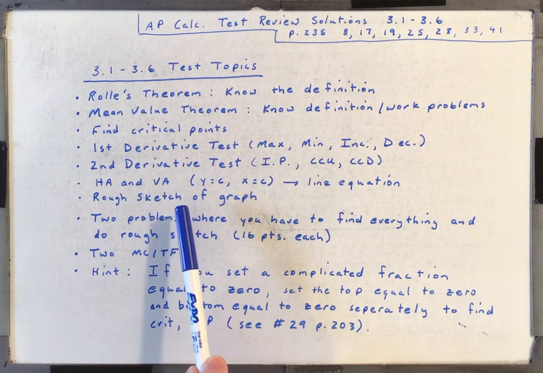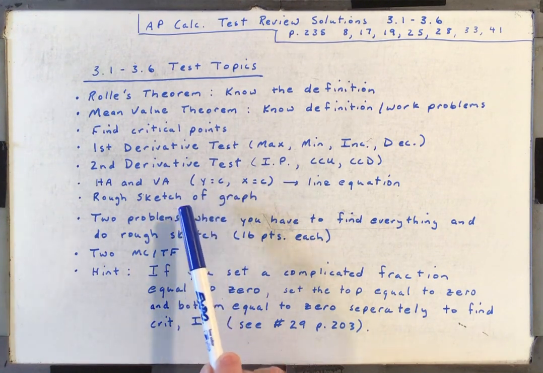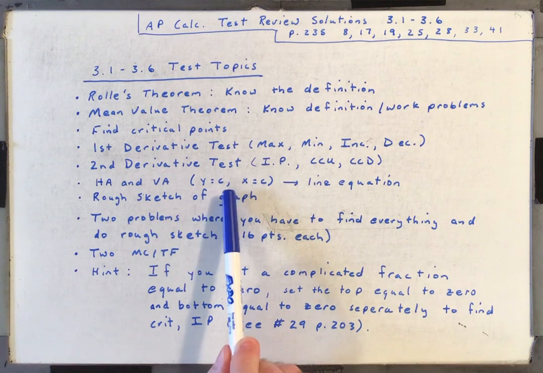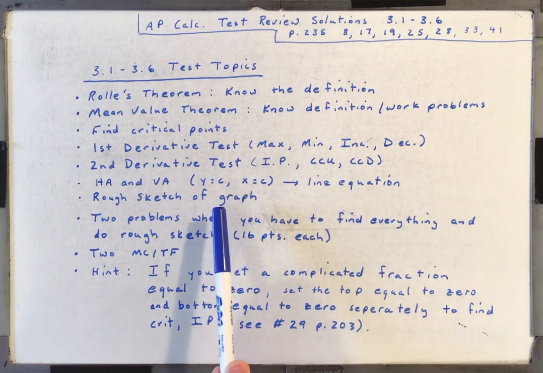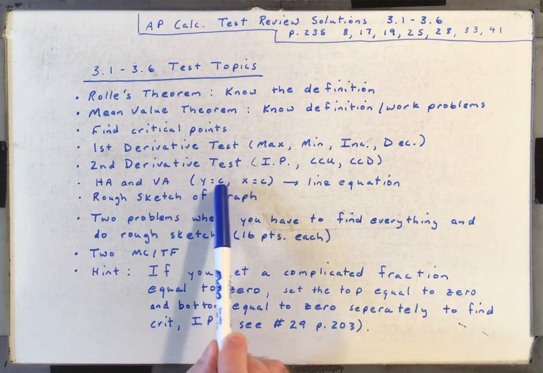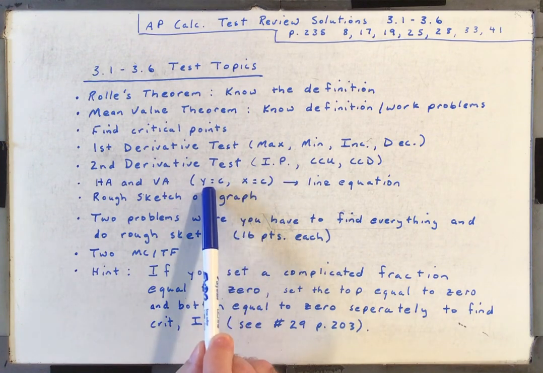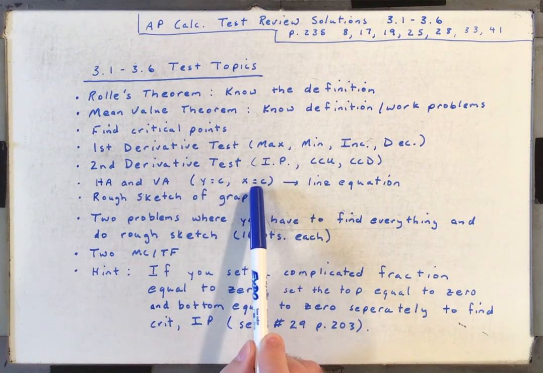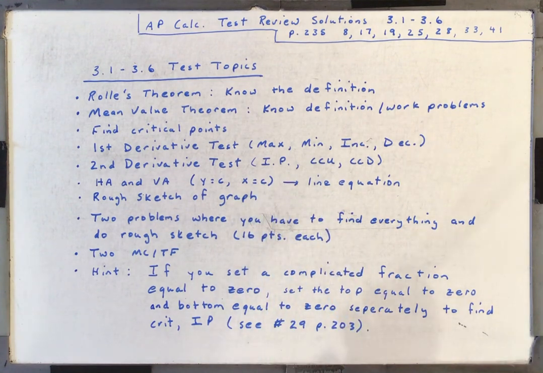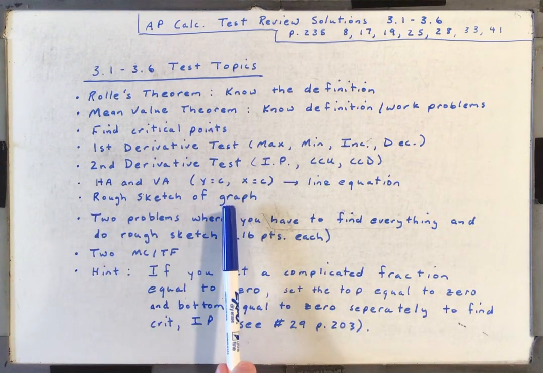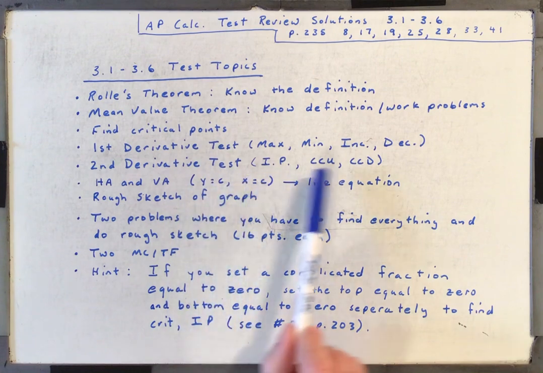And when you are telling me what the asymptote is, you need to do it in the form of a line equation. So y equals some constant or x equals some constant. So for the horizontal it would be y equals some constant, and for the vertical it would be x equals some constant. Then do a rough sketch of the graph by looking over all of these things.